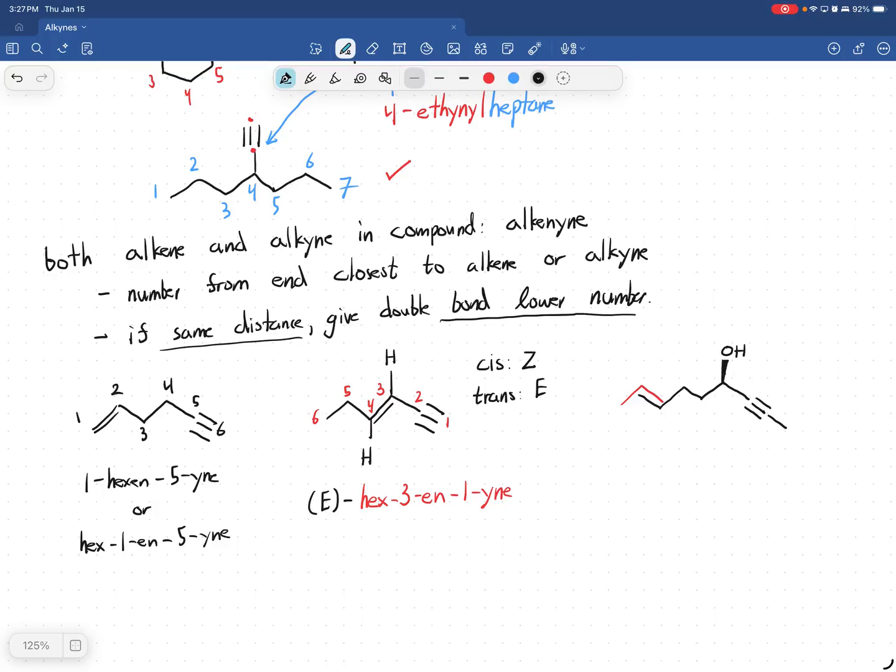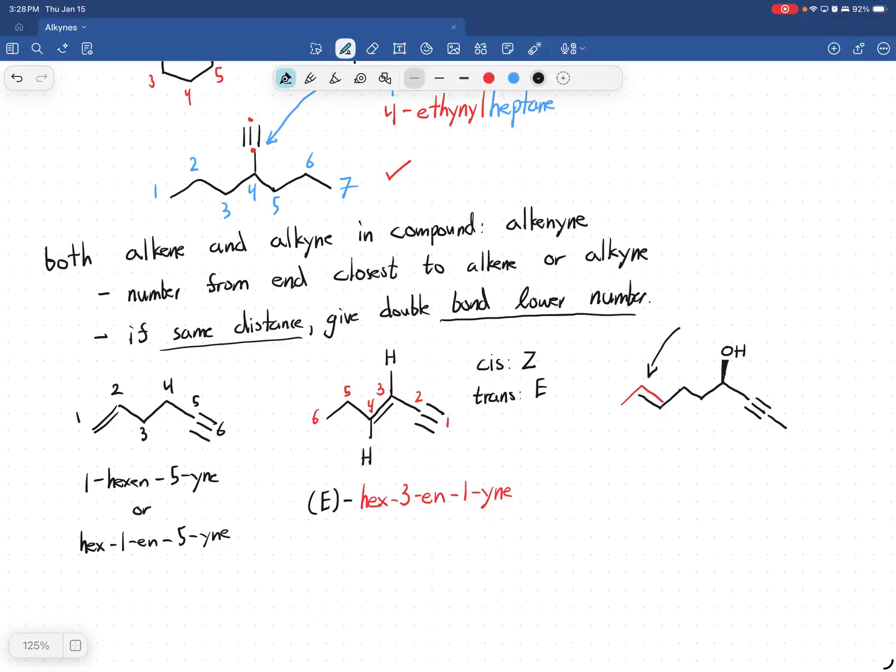Okay. So, what kind of alkene is this? E or Z? Let's look at that double bond right here. Are the carbon groups on the same side of the alkene or on different sides?